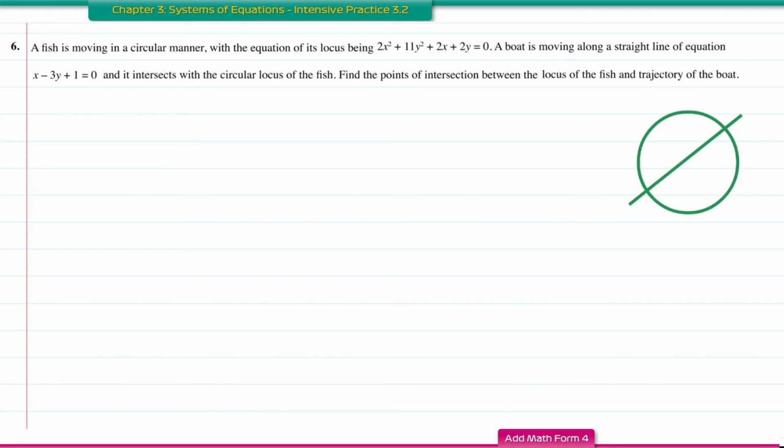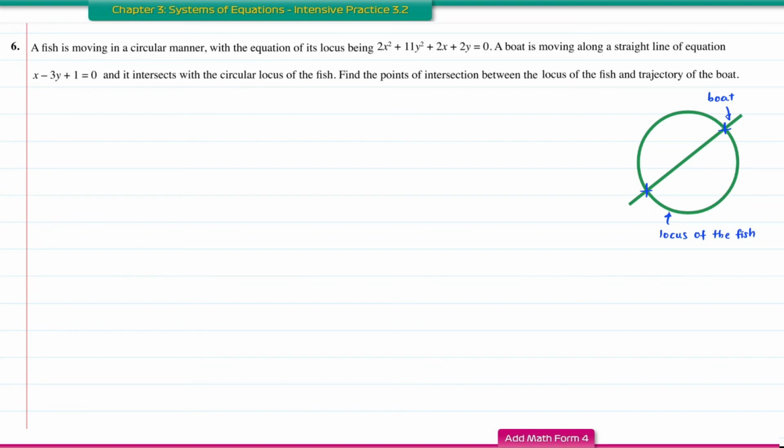All right, so I have a diagram here. The circle here is representing the circular locus of the fish. And then this straight line is the trajectory of the boat. So if we draw this circle and this straight line of these two equations on the Cartesian plane, what we want to do is find the intersection points between the locus of the fish and the trajectory of the boat.